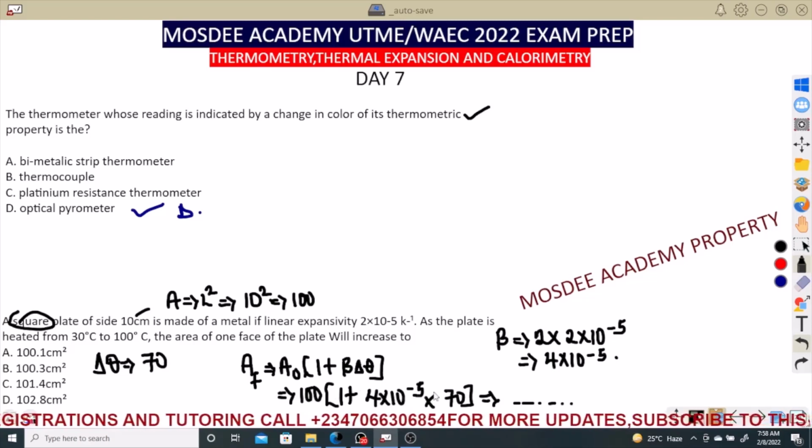So that you can also reduce the 10 raised to power whatever. So I think it's 1 over 1.4. I'm not sure. You just put your answer in the comment section. This is very simple and it falls under thermal expansion.